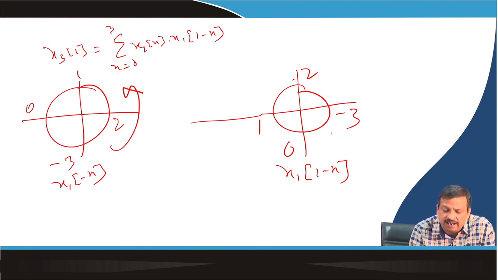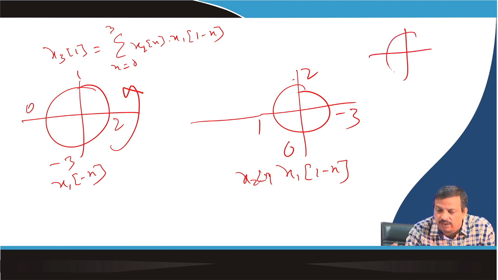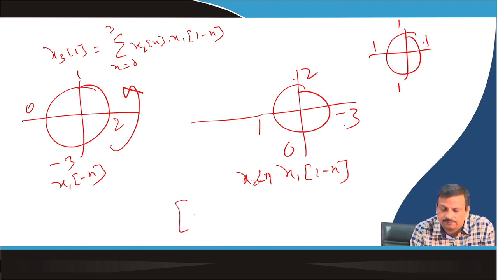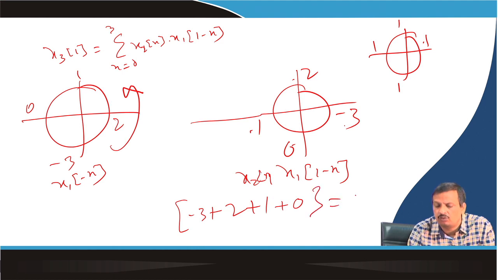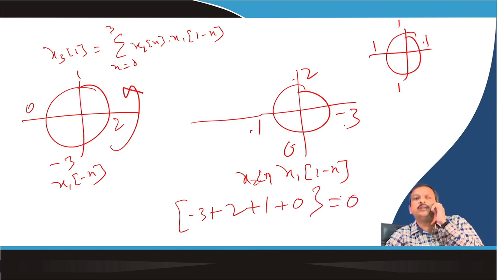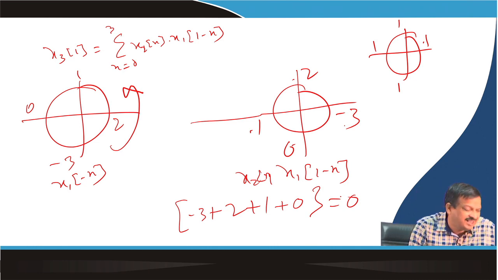Now, this has to be multiplied with x2[n]. I know x2[n] is all 1s. So, I can say minus 3 times 1 is minus 3, plus 2 times 1 is 2, plus 1 times 1 is 1, plus 0 times 1 is 0. So, it is also 0. So, I can calculate it this way. Instead of this kind of example, let us take another example.